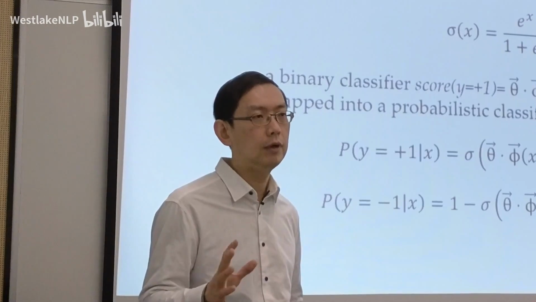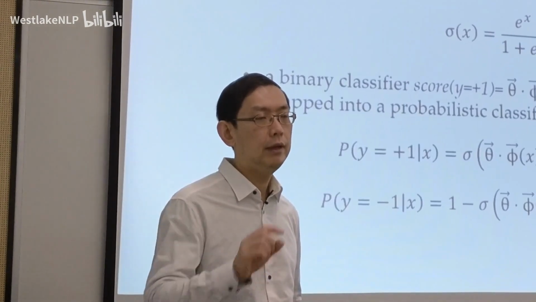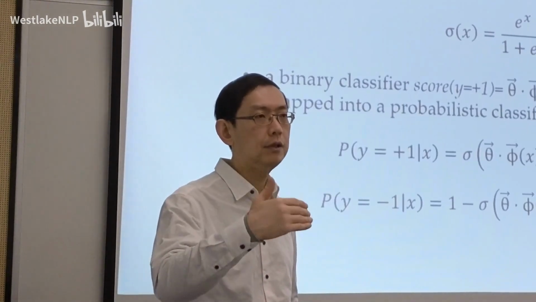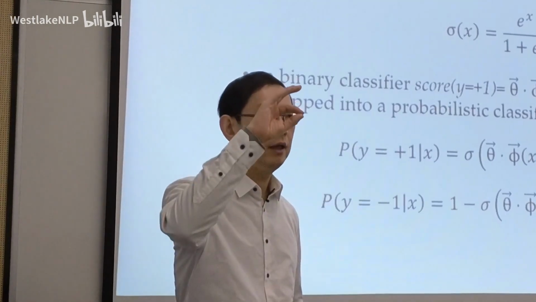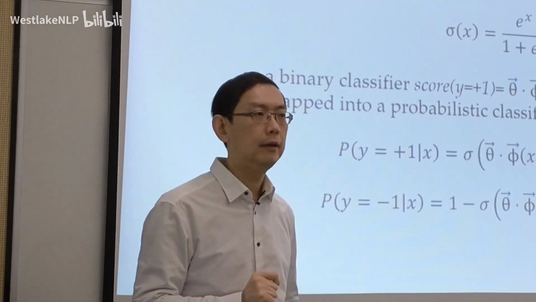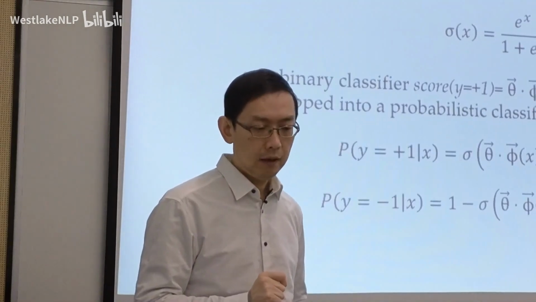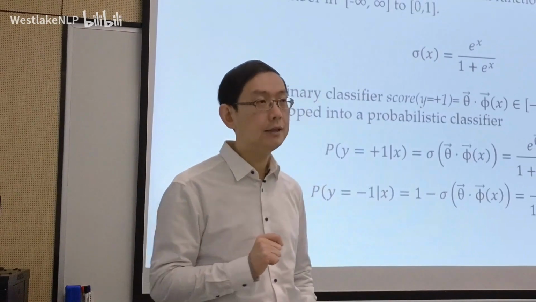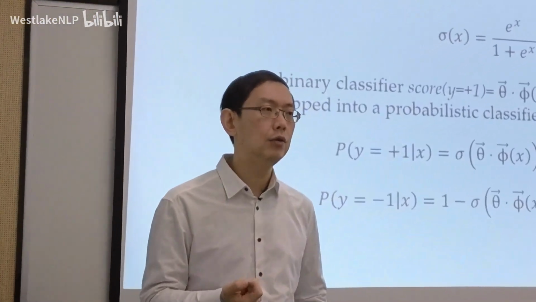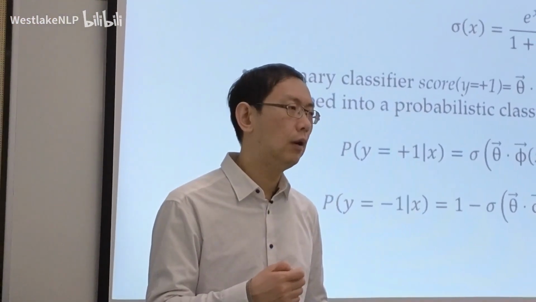This is what we did for SVM. When theta dot phi is above 0, the vector is above the hyperplane, right? Otherwise, it's below the hyperplane. So that's what we did. And now we want to normalize this theta dot phi x into a probability score.